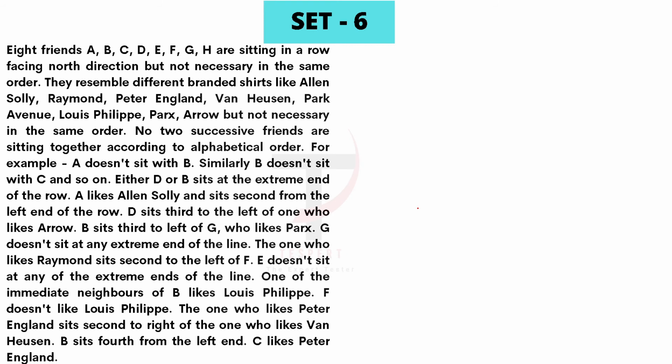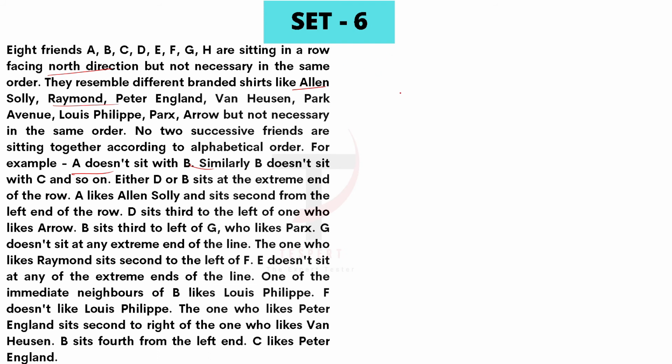So here, what is given? 8 friends, A to H. They are sitting in a row facing the north direction, but not necessarily in the same order. They wear differently branded shirts like Allen Solly, Raymond. So there are 8 brands. No two successive friends are sitting together according to the alphabetical order. For instance, A doesn't sit with B, similarly B doesn't sit with C, and so on.